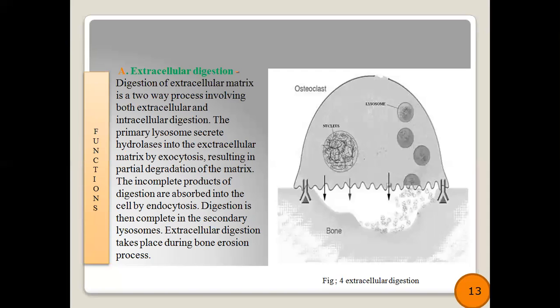So first one is the extracellular digestion. The digestion of extracellular matrix is a two-way process involving both extracellular and intracellular digestion. The primary lysosomes secrete the hydrolases into the extracellular matrix by exocytosis, resulting in partial digestion of the material of the matrix. The incomplete products of digestion are absorbed into the cell by endocytosis, and the digestion is then completed in the secondary lysosome. Extracellular digestion takes place during the bone erosion process.